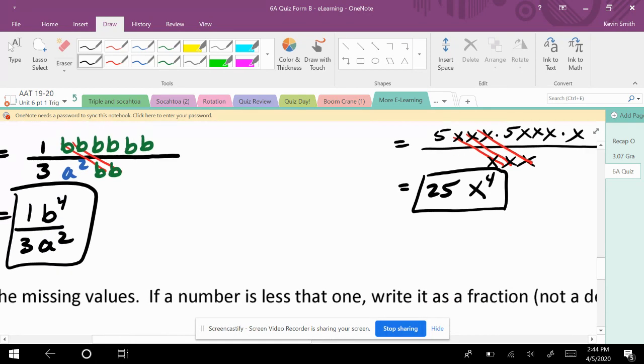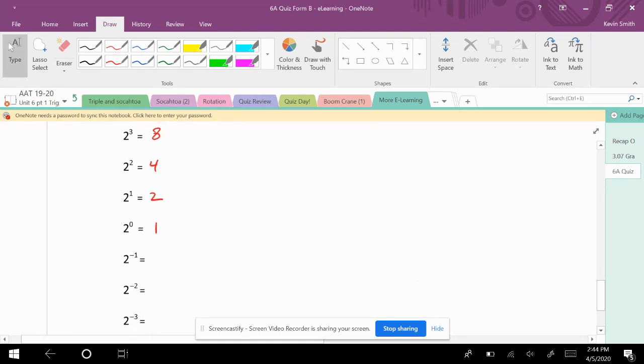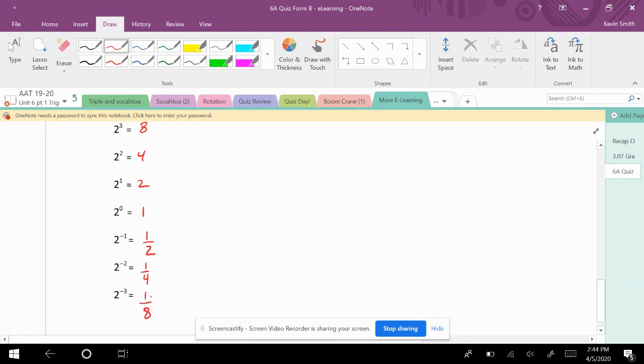Okay, and there's actually one more down here. So 2 to the 3rd is 8. 2 squared is 4. 2 to the 1st is 2. 2 to the 0 is 1. 2 to the negative 1 is 1 half. 2 to the negative 2 is 1 over 4. And 2 to the negative 3 is 1 over 8. And that is because 2 to the negative 1 equals 1 over 2 to the 1st. 2 to the negative 2 equals 1 over 2 squared, which is 1 over 4. And 2 to the negative 3 equals 1 over 2 to the 3rd, which is 1 over 8.